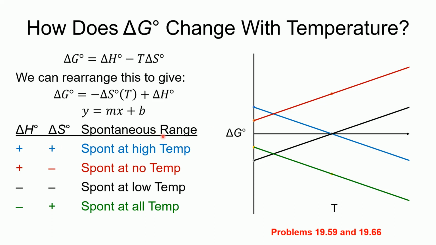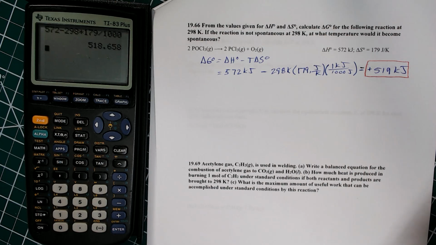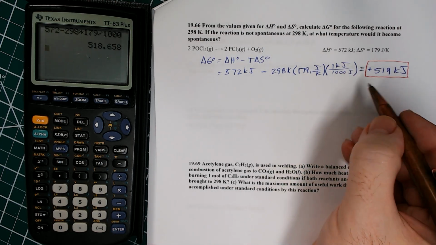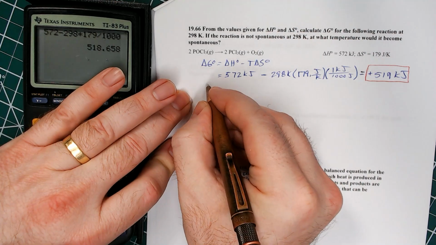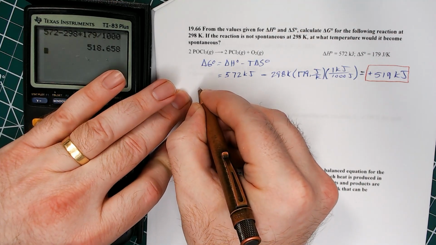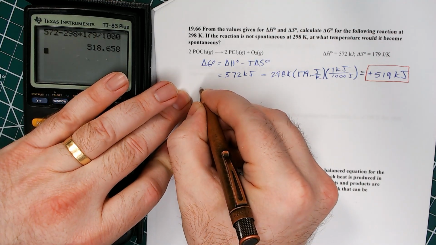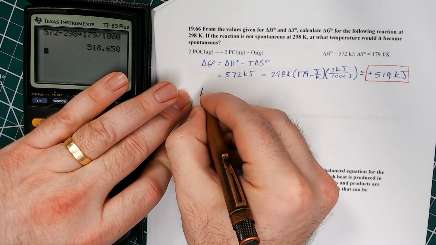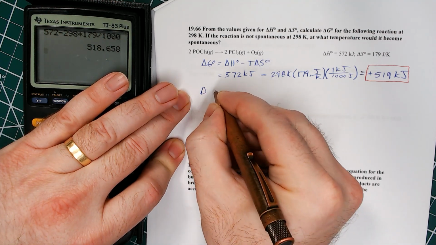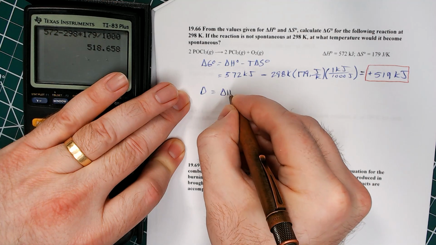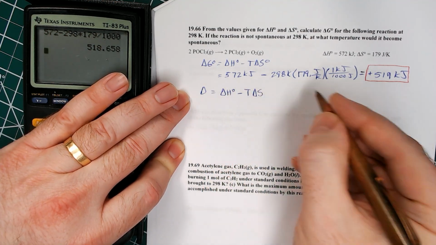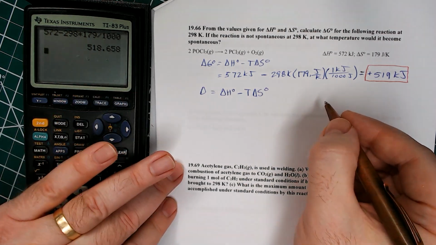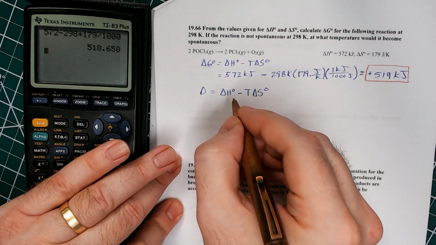So we're going to go back. And when we go back, we are now going to say, well, delta G. Where delta G is equal to 0, we will get this: 0 is equal to delta H minus T delta S. And we want to solve for what temperature this is true.